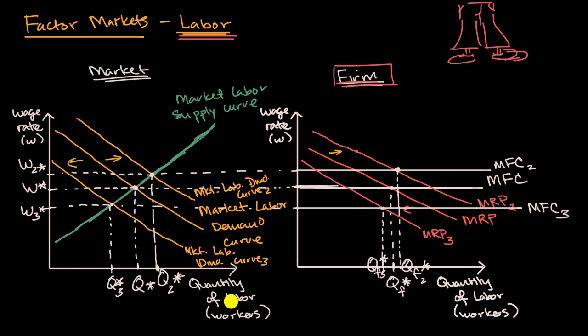Once again, not counterintuitive. This is what we've seen in other markets when we talked about what would cause shifts in demand. If the firms, for whatever reason, are not able to get as much incremental benefit per extra unit of labor, well, that's going to shift things to the left, both at the firm level and at the market level. And if for some reason the firms are able to get a lot more incremental benefit per extra unit of labor, well, that's going to shift both the marginal revenue product at the firm level to the right and the market labor demand curve at the market level to the right.